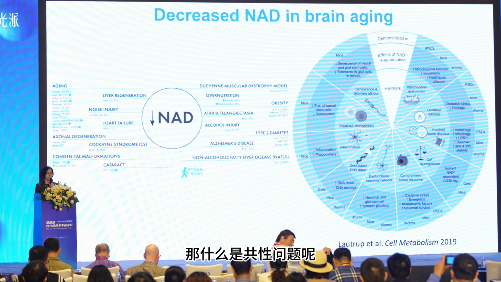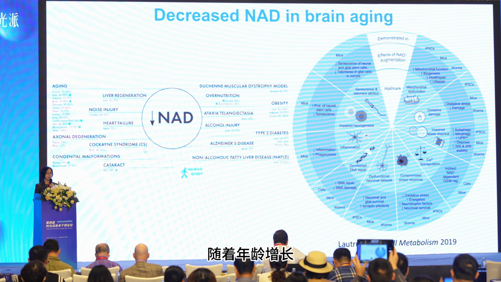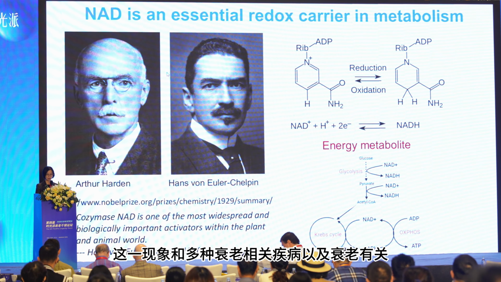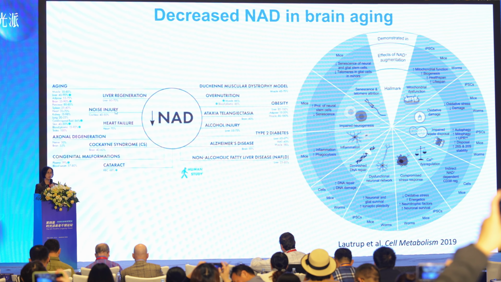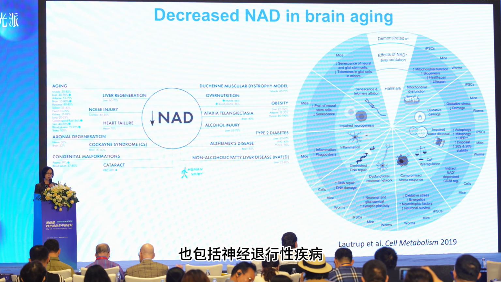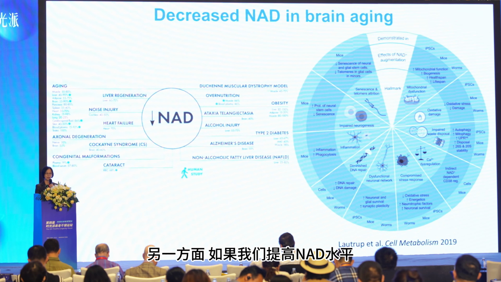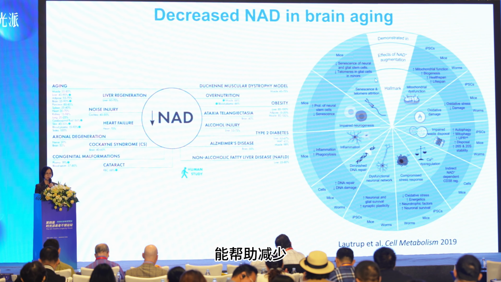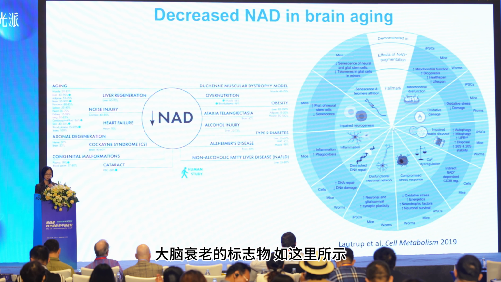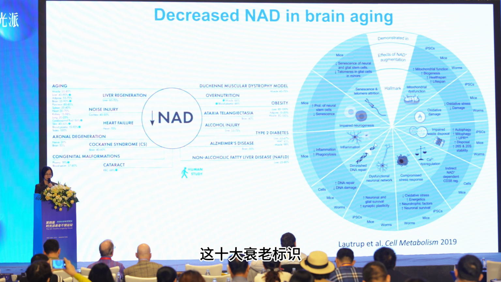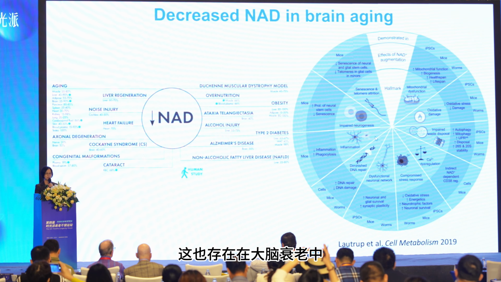So what's the common problem? Here is one. As we age, our NAD levels decline. This has been associated with various age-related diseases and aging, and also manifests in different tissues. These diseases are a broad spectrum, and also include neurodegenerative disease. On the other hand, if we boost NAD levels, it has a rescuing effect in reducing the hallmarks of brain aging, as shown here. I won't go into the details because the previous speaker talked a lot about these 10 hallmarks of aging, and they also exist in brain aging.